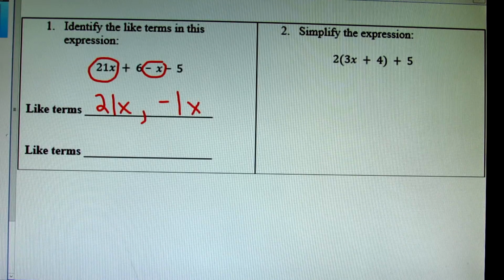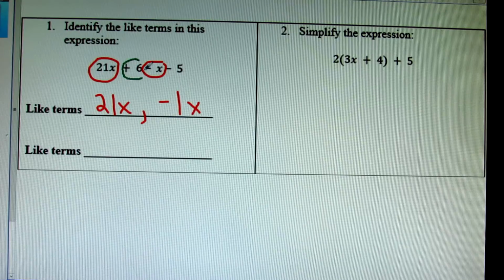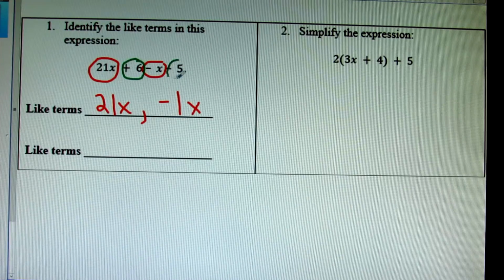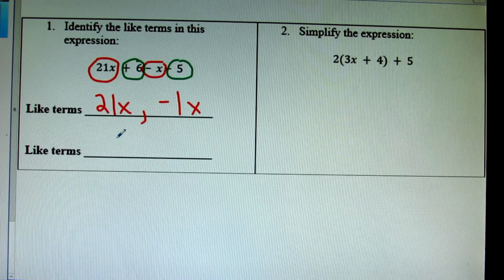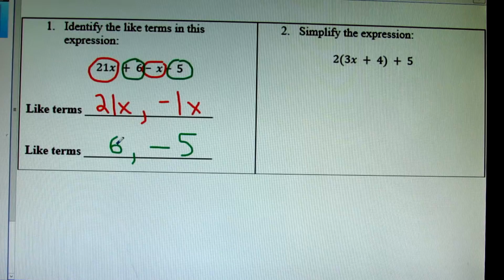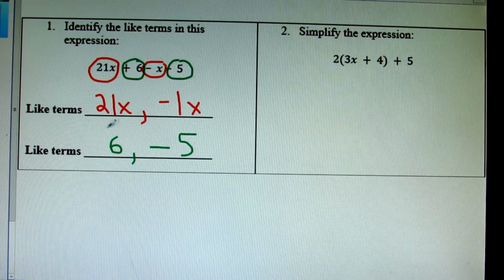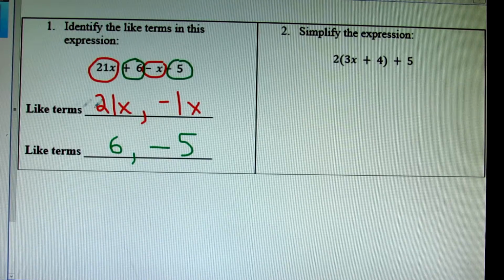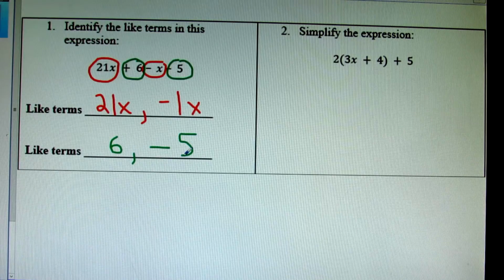What else is alike? Well, I have a positive 6 here and a negative 5. I can combine those two, so those are like terms, 6 and negative 5. On your test, you will have something like this, being able to identify which ones are alike. So the like terms are going to go on the same line.